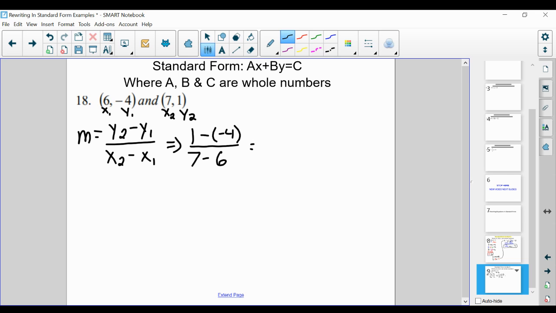When we solve 1 minus -4, this really changes to plus plus, so we end up with 1 plus 4, which is 5, 7 minus 6, which is 1. We have 5 divided by 1. We know we can simplify that, and we have 5.